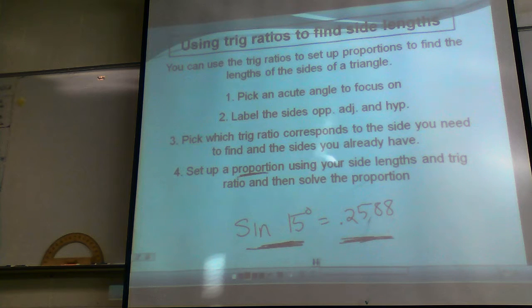Yeah, I can see that different way right there. It's a different way to do it.